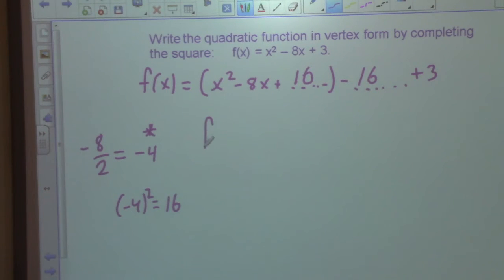And now we're ready to write our answer. We put f of x equals, and here's where that asterisk comes into play. So what is going to go here? X minus 4 squared, and then we take this negative 16 plus 3, which is minus 13.